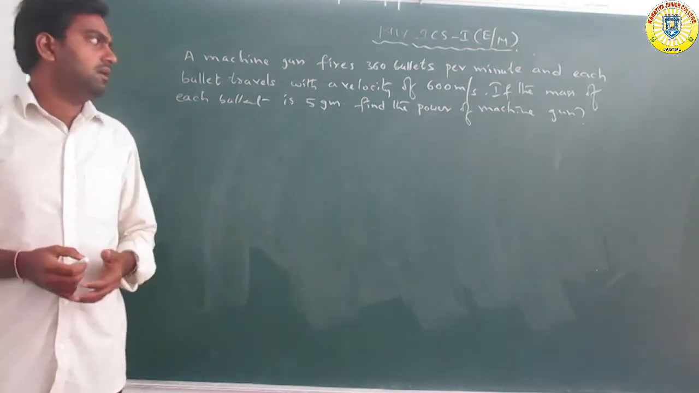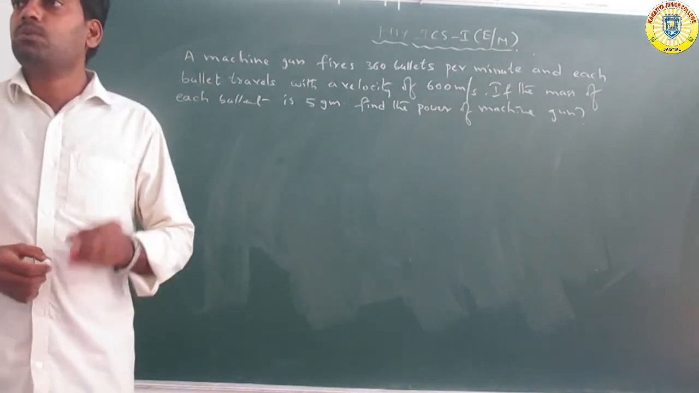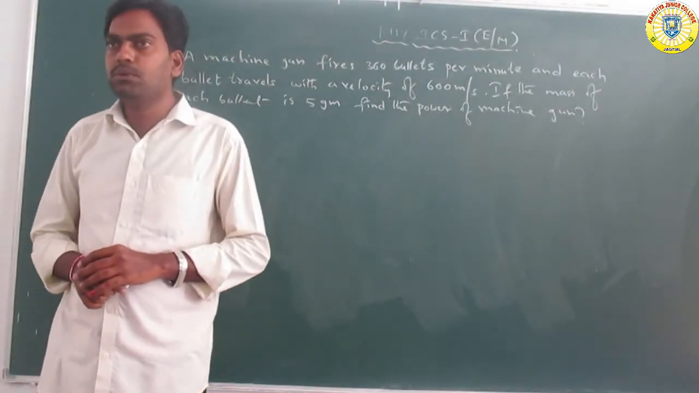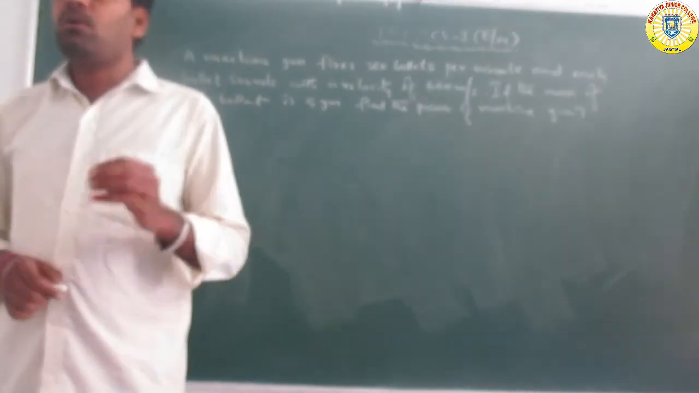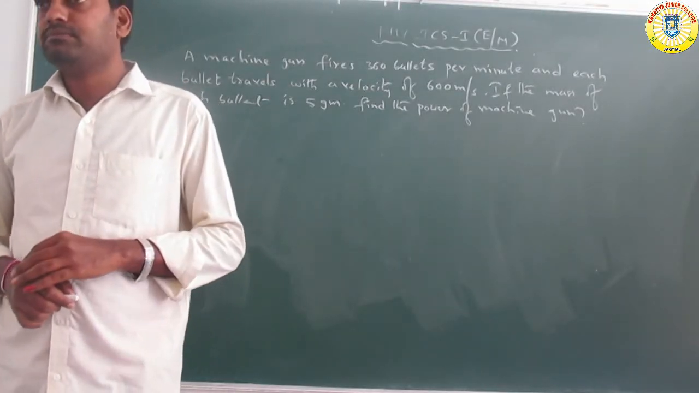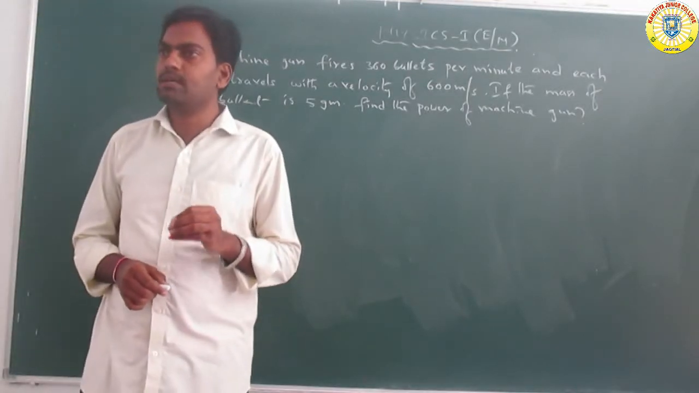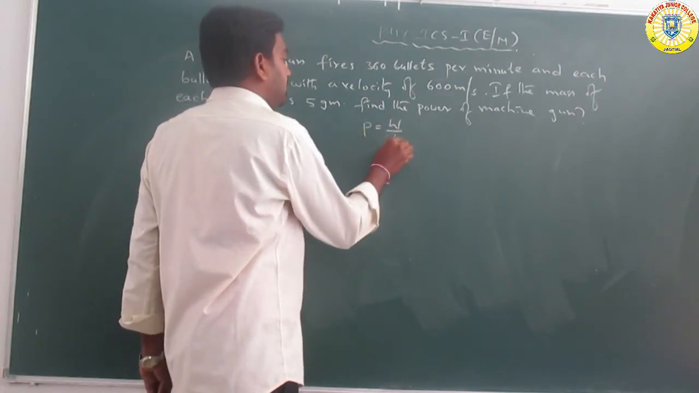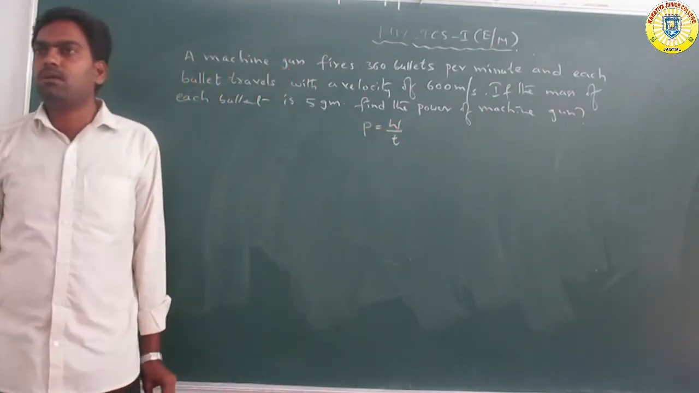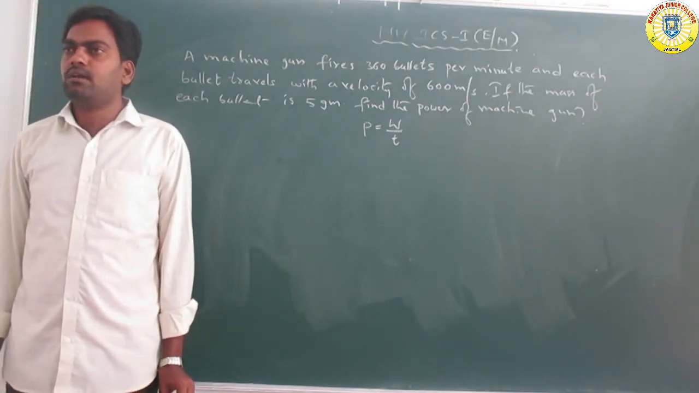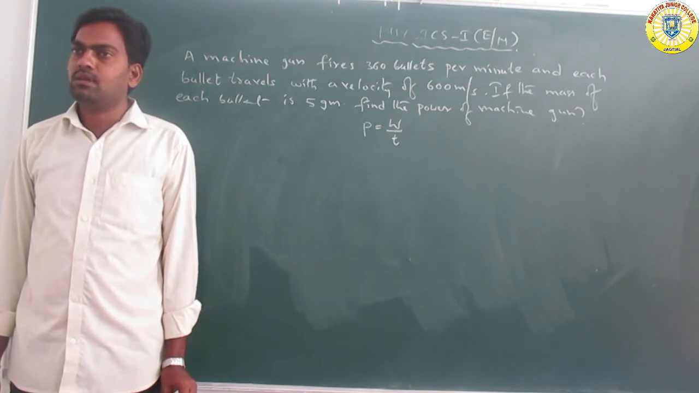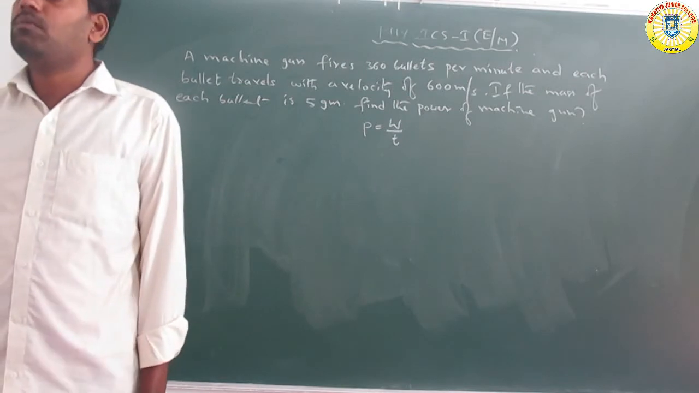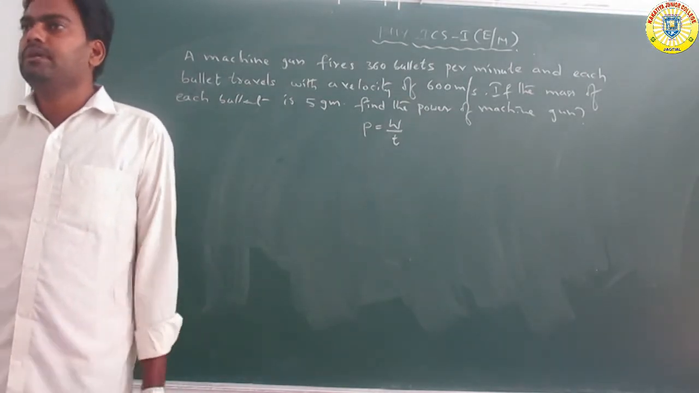So to find out the power, what is power? The rate of doing work is called power. According to the definition, P is equal to W by t, where W is the work done. Work done by time is called power. In SI units it is measured in watts.